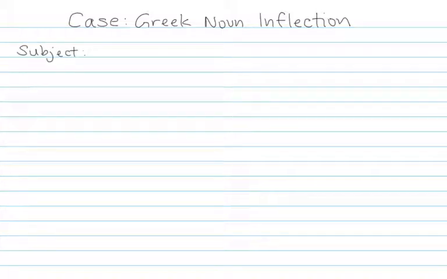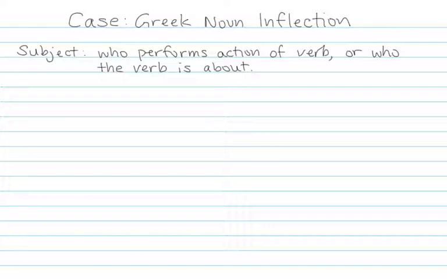Case reflects how the word is being used in the sentence. So let's do a quick review of what subject means. Subject is the person or thing who performs the action of the verb or who the verb is about. In Greek, we'll find that if a word is functioning as the subject of the sentence, it has a particular case ending. So an English example of a subject is, I like cookies.